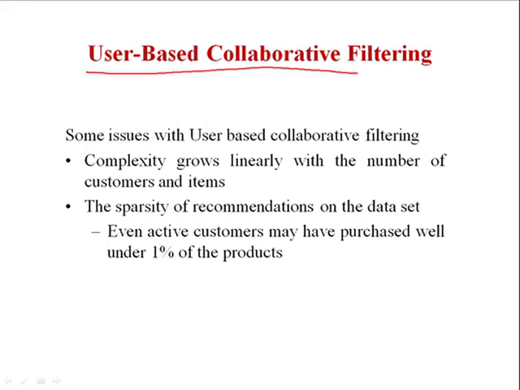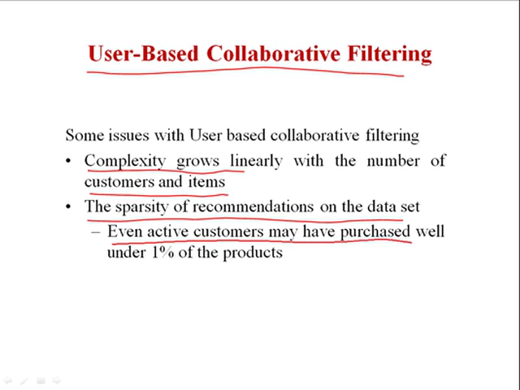Now the next part is user-based collaborative filtering. This is highly expensive and not very useful, because different users may have different likes and dislikes, and this may be variable or dynamic due to a variable number of users or their dynamically changing behavior. It is very tough to predict the ranking of any items based on user behavior. Here also, complexity grows linearly with the number of customers and items. There is also the sparsity of recommendations in the dataset: even an active customer may have purchased well under 1% of the products. So it is not practical to use user-based collaborative filtering.